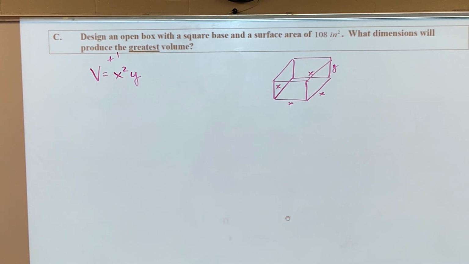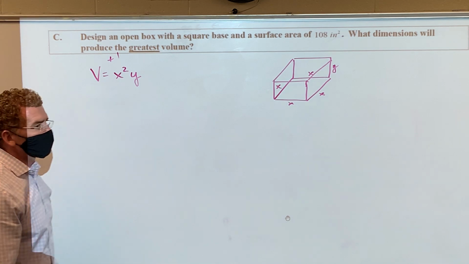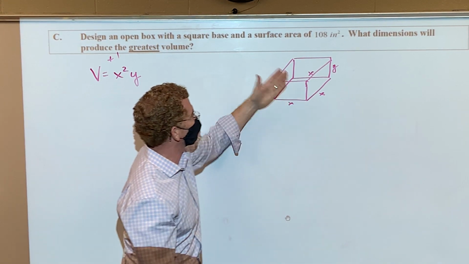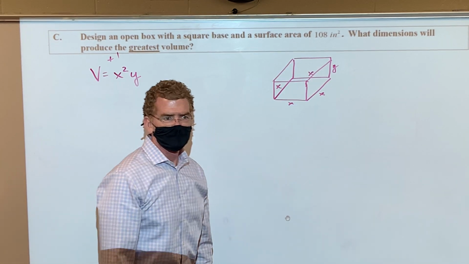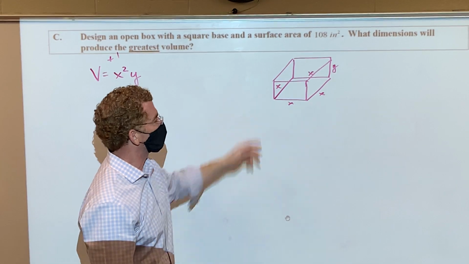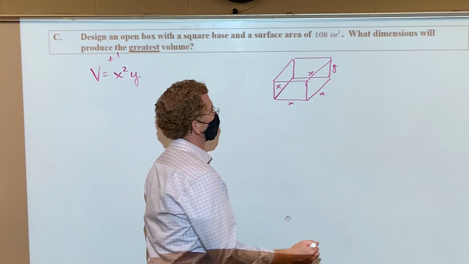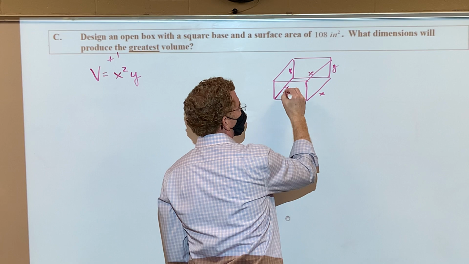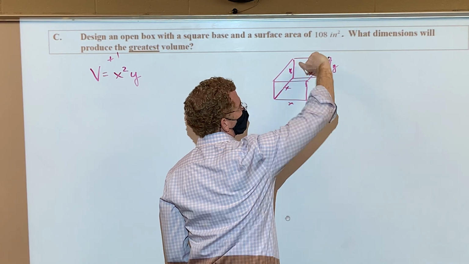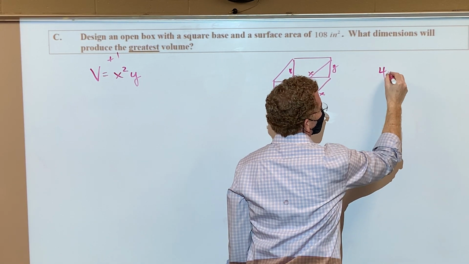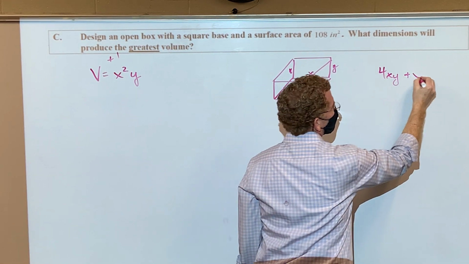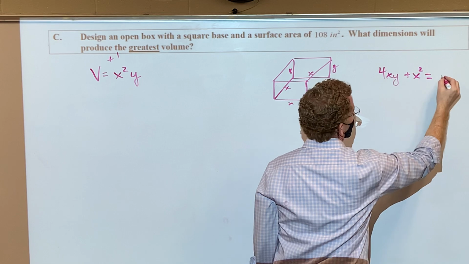Now what else do I know? Surface area is 108 inches squared. So that might give me a chance to get rid of this Y. So surface area is the sum of all the areas of the sides. So how would I find the area of all these sides? 4 times XY. Does that make sense to everybody? If each of these has a base of X and a height of Y, you have 1, 2, 3, 4 of those. So 4 XY's plus a what? Plus an X squared. And all of that equals 108?